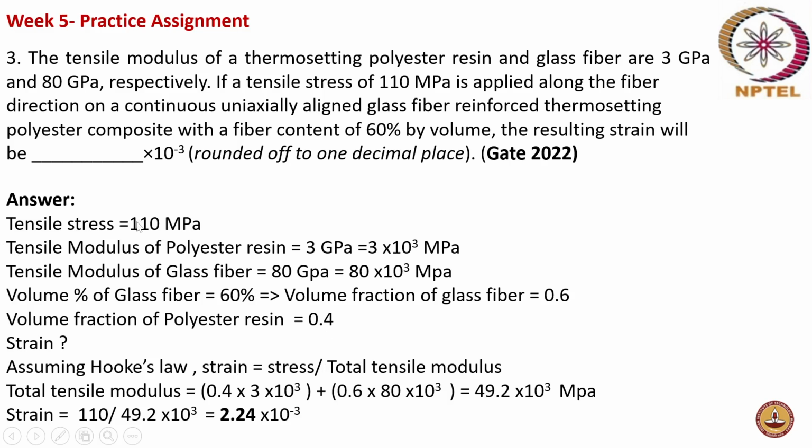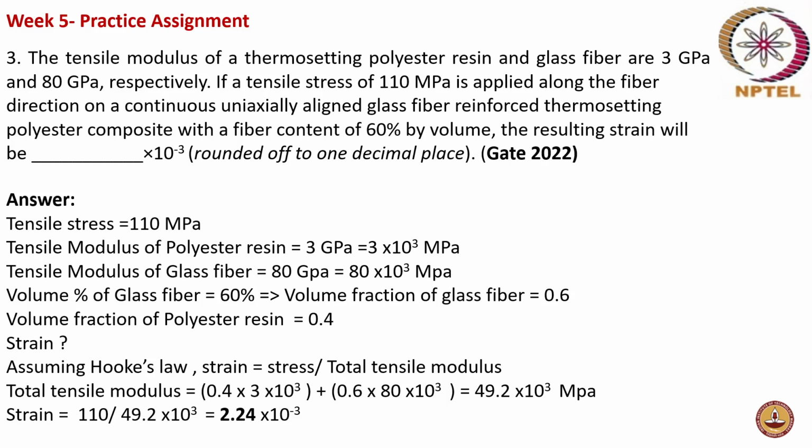See, for example, I give you the value of stress as 110 megapascal, and the strain value as 2.24 into 10 power minus 3. That is the total resulting strain for the entire composite. I also give the tensile modulus of glass fiber as 80 gigapascal and the polyester resin as 3 gigapascal. Now I am asking you to identify the volume percent or volume fraction of glass fiber in the composite.